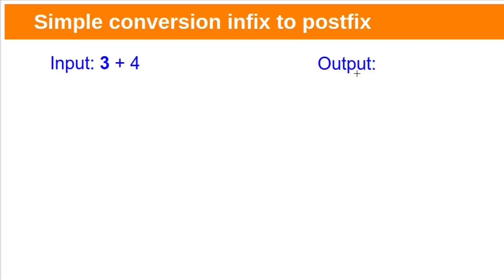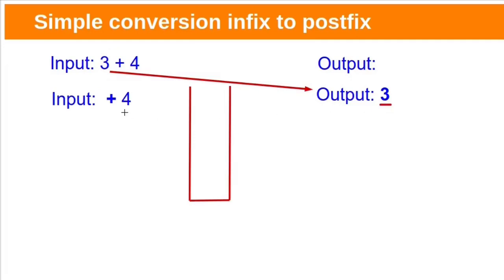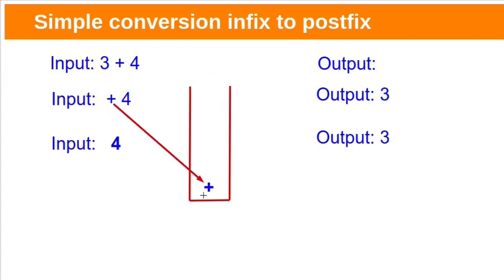Here is a very simple infix to postfix conversion example: 3 plus 4. This is our input. While reading this input, if you get an operand, just add that directly to the output. So here this 3 is the operand, so add that 3 to the output. After adding this 3 to the output, this is our input string. This plus is the operator, so add this into the stack. After adding this plus to the stack, now our input is 4. This 4 is an operand, so add this 4 directly to this output string.